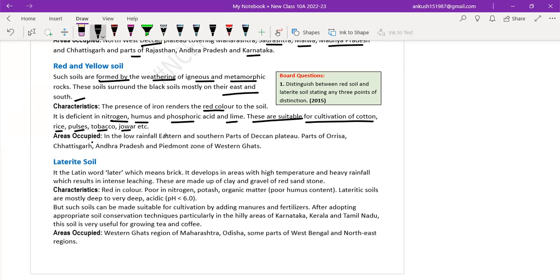Areas: eastern and southern parts of Deccan Plateau, parts of Odisha, Chhattisgarh, Andhra Pradesh, and the predominant zone of Western Ghats as well, where there is the very lower part. In Western Ghat, you may find red soil on the leeward side. Leeward side, I hope that you know what is leeward side. What is leeward side?